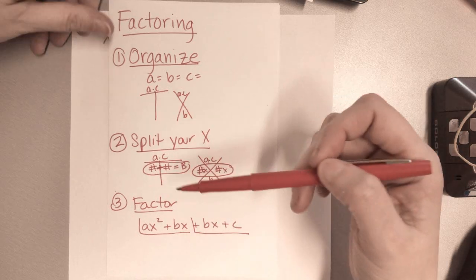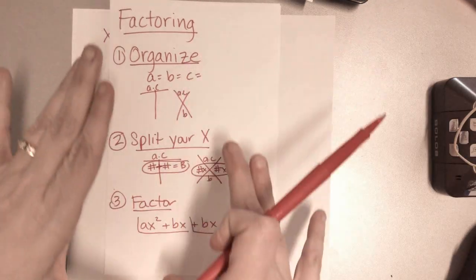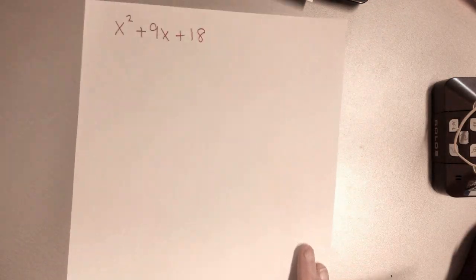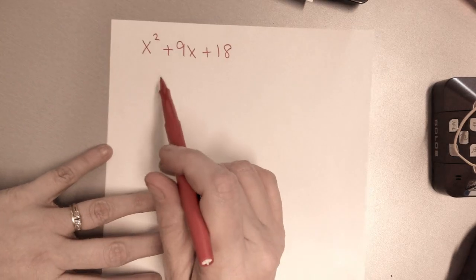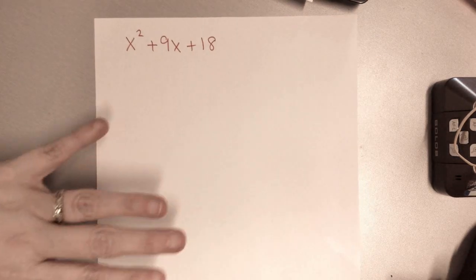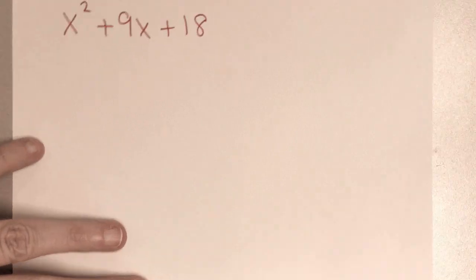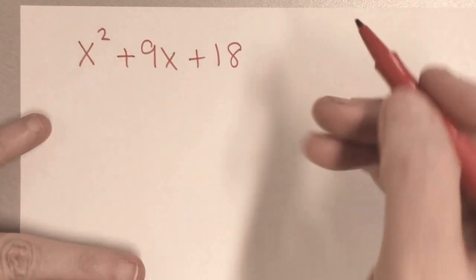I'm trying to make it simpler. My original thing was just concentrated writing on this page. So I'm going to do three problems with you. The first one I'm going to do more slowly, and then I'm going to do the other ones a little bit quicker. Okay? So this first problem is x squared plus 9x plus 18.